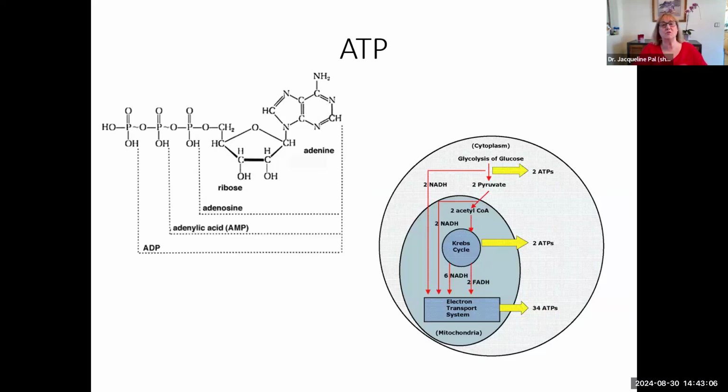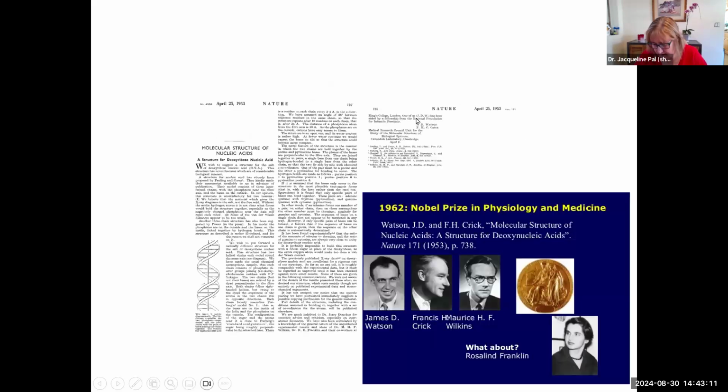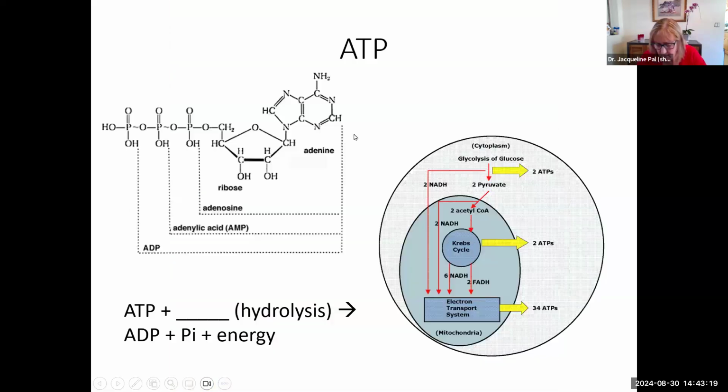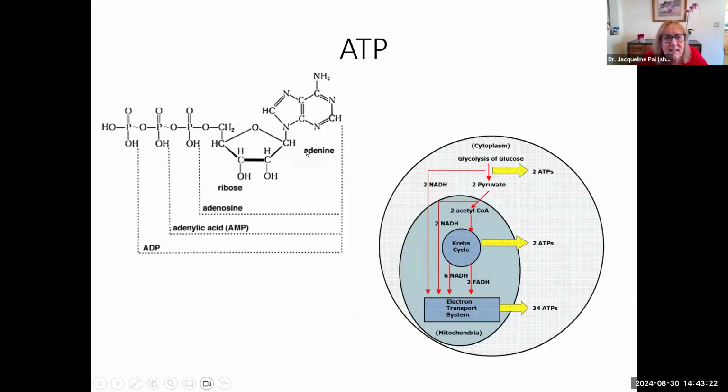All right, so what does this have to do with ATP? Well, ATP stands for adenosine triphosphate, okay? Adenosine is adenine with a ribose. Sound familiar? So adenine with a ribose, and then we have phosphates, 3 phosphates. These are high energy phosphate bonds.